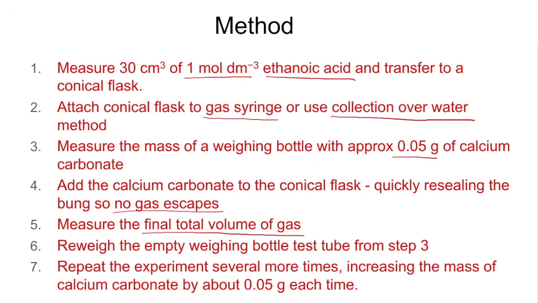We then reweigh the empty weighing bottle that we used back in step 3, and we repeat the experiment several more times, increasing the mass of calcium carbonate each time by about 0.05 grams. You would probably need to do this experiment maybe 6 or 7 times to get a nice set of results that we can then use in a graph.